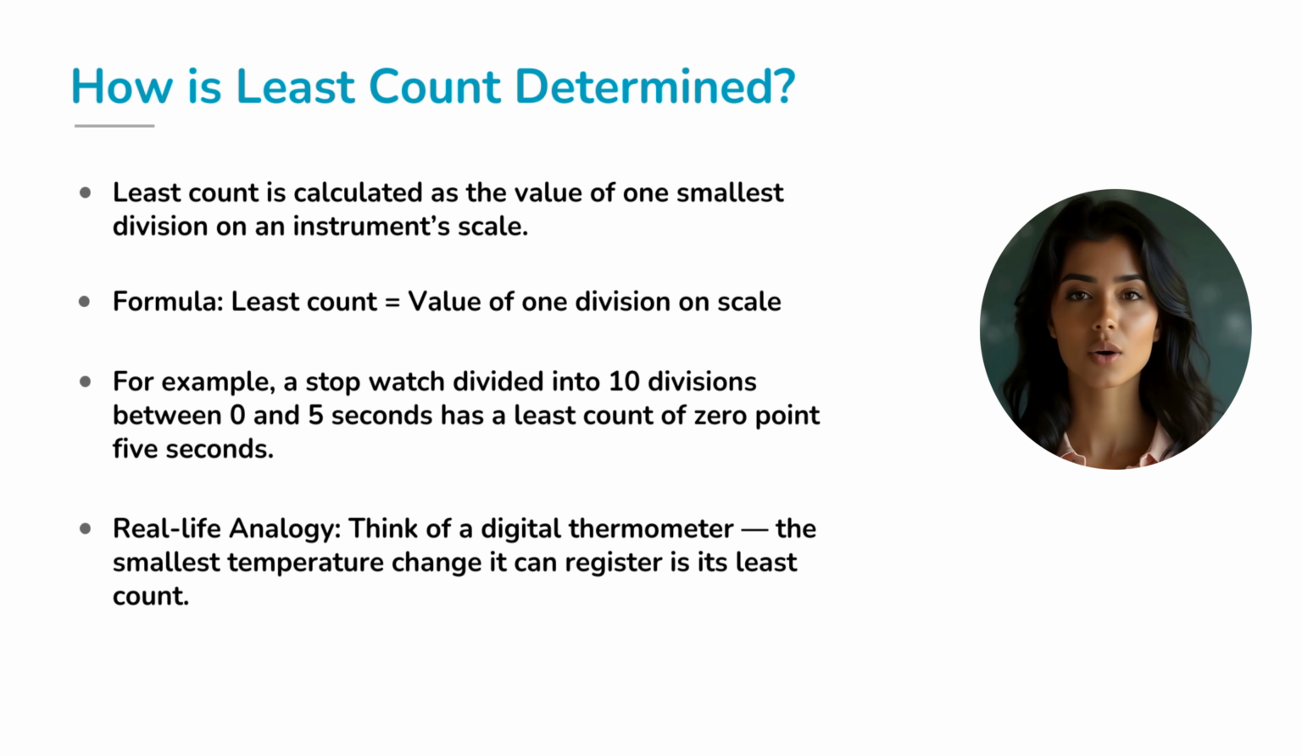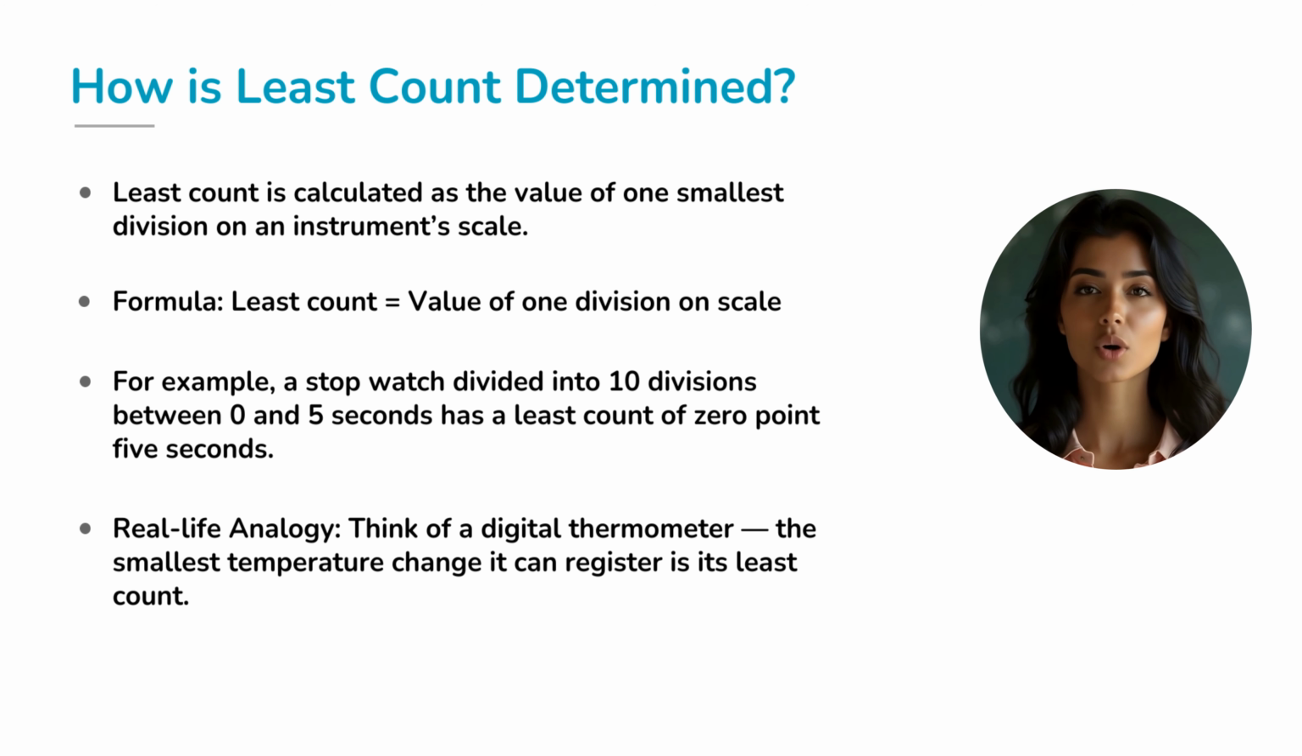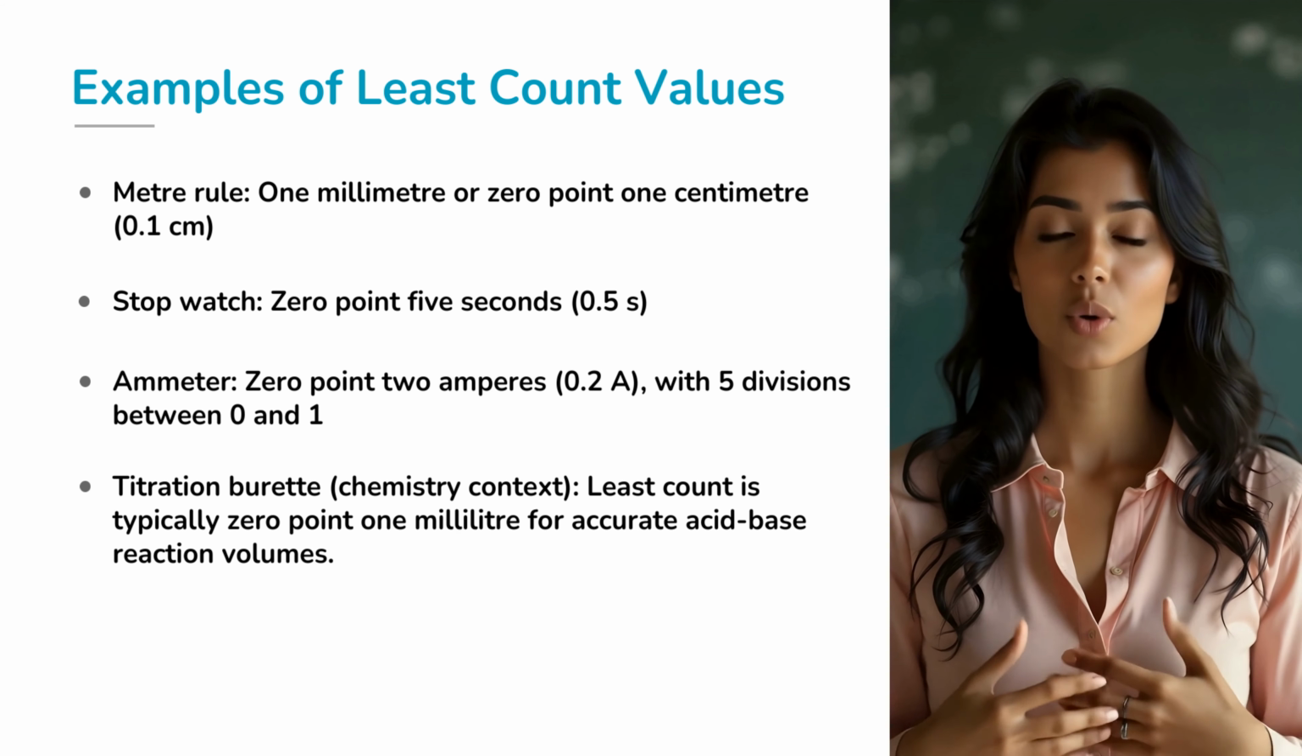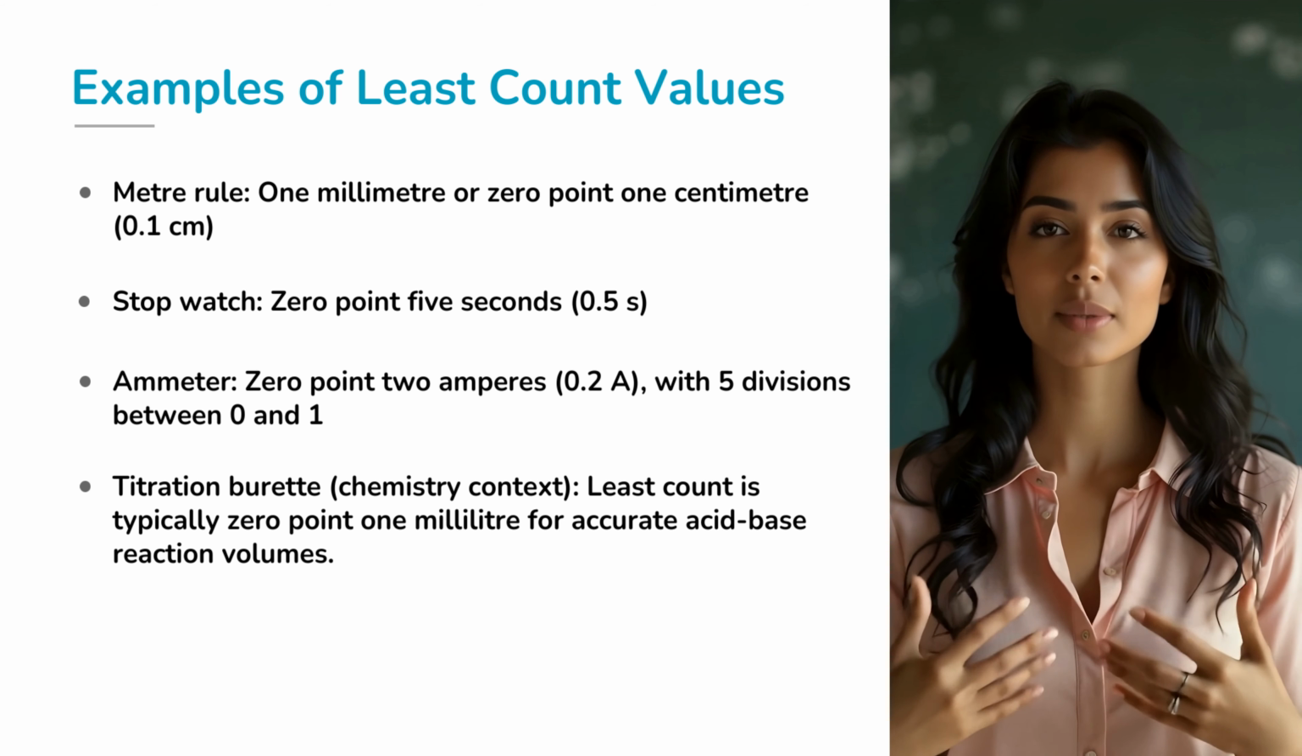It tells us what's the minimum change that our device can detect. It's like zooming in with a microscope. The smaller the least count, the finer the details we can observe in our measurements. Let's look at some examples of least count across instruments, both general and those used in a chemistry lab.